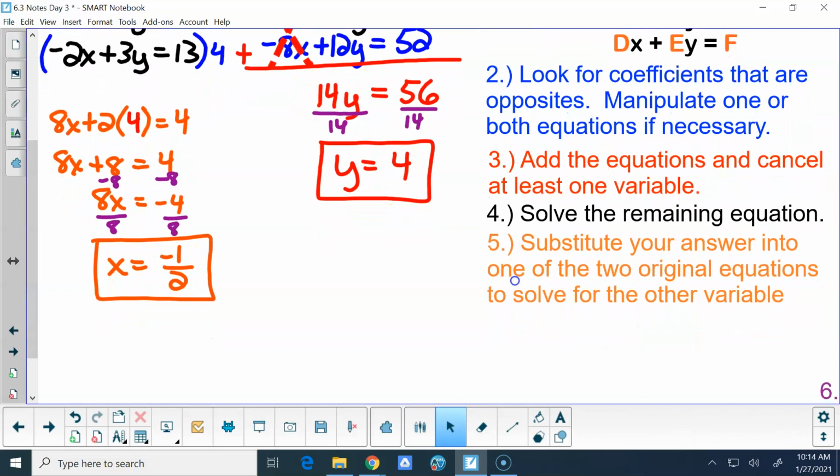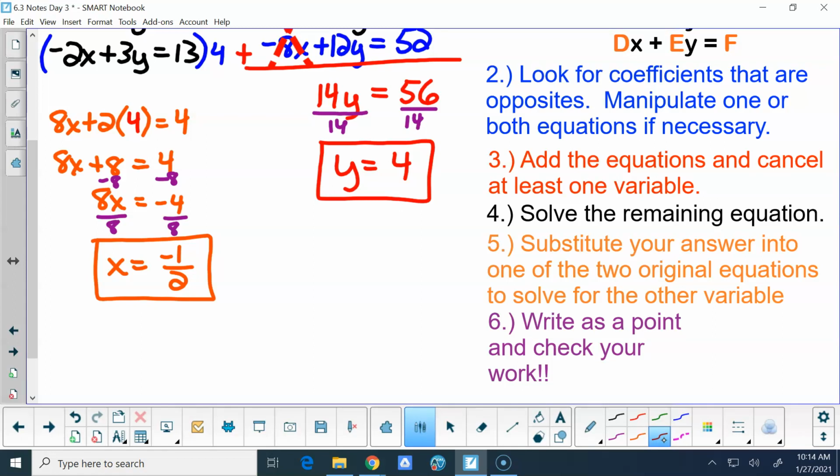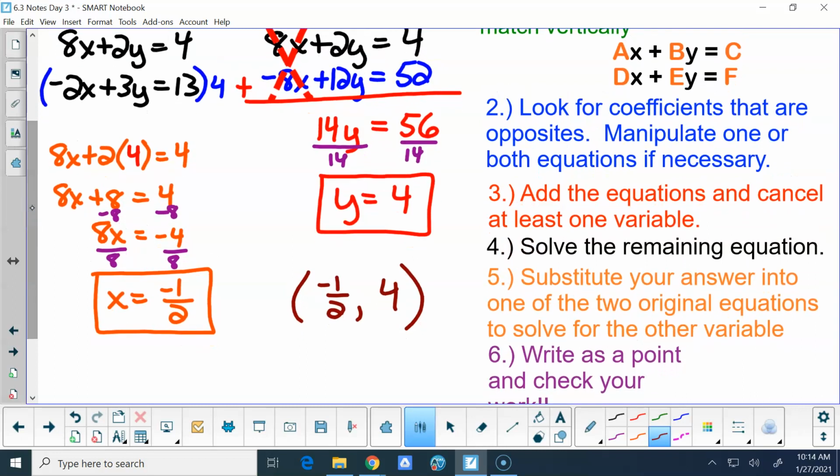And then very, very lastly, we should write our answer as a point again. So we would write our answer again in point form, x comma y, but most importantly, we need to check it. Okay? So the first equation was 8x plus 2y equals 4. So that would be 8 times negative 1/2 plus 2 times 4 has to be 4.